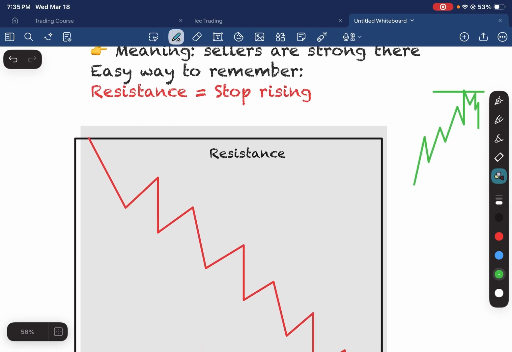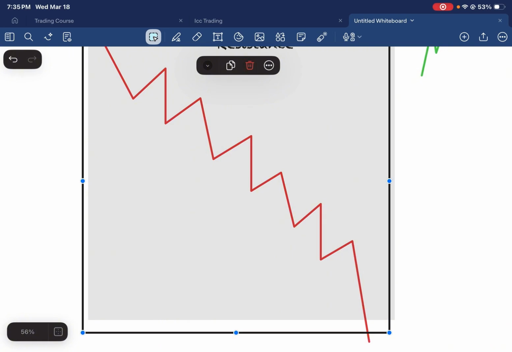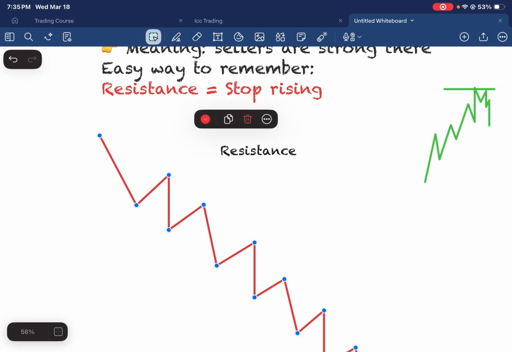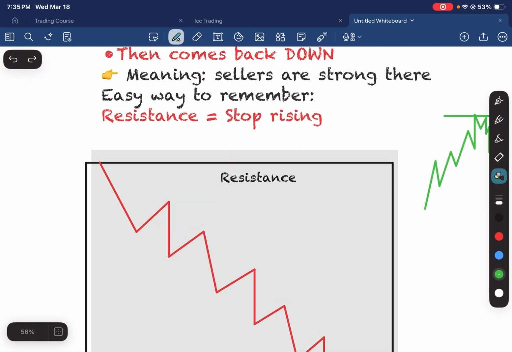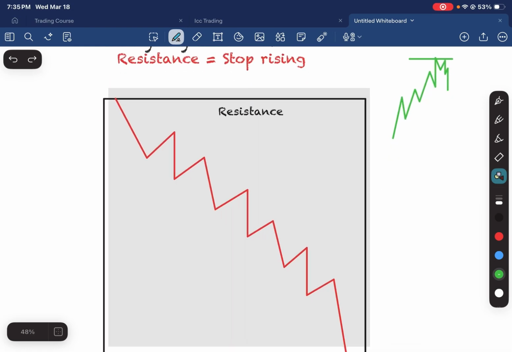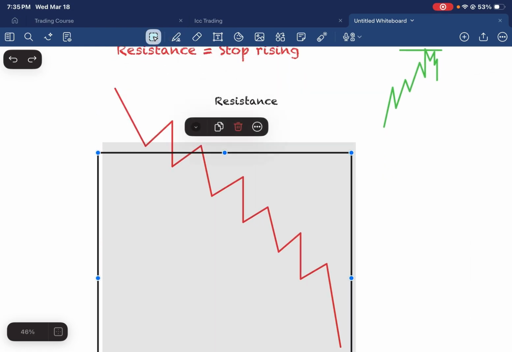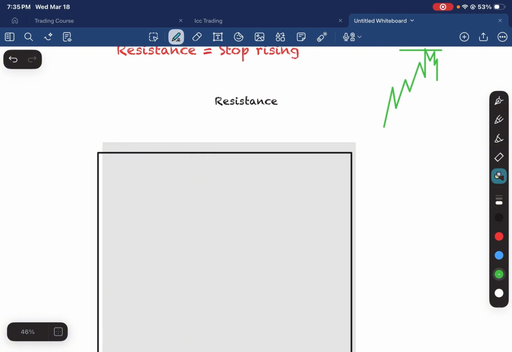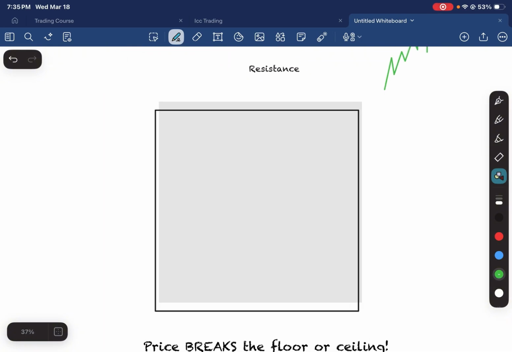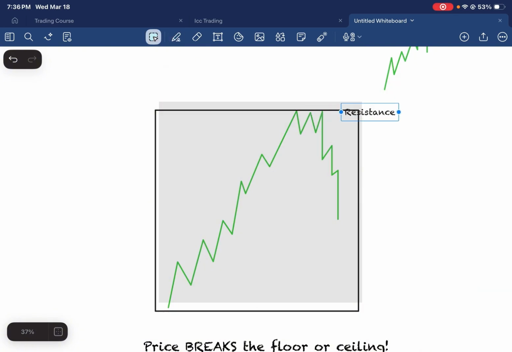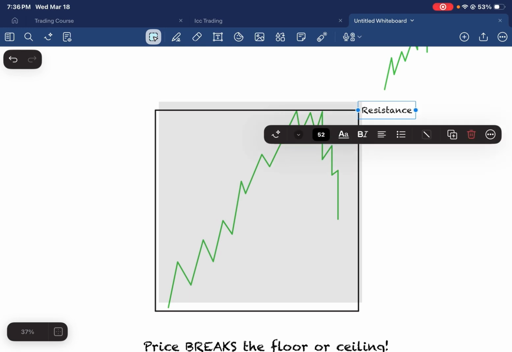All right, so let me draw it in here better so you can understand. All right, so resistance, let us draw it. So price is going up from the support, right? When price reaches this level, it starts to consolidate and then price starts to drop back. Price was unable to break right here, this level, this line, and we call that a resistance line.